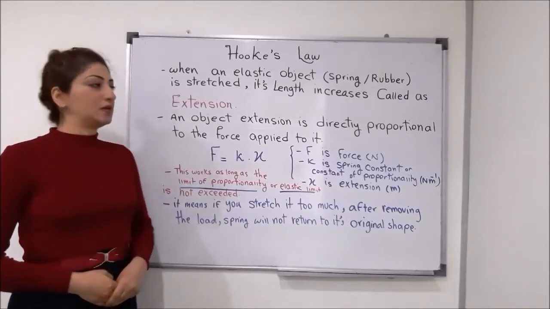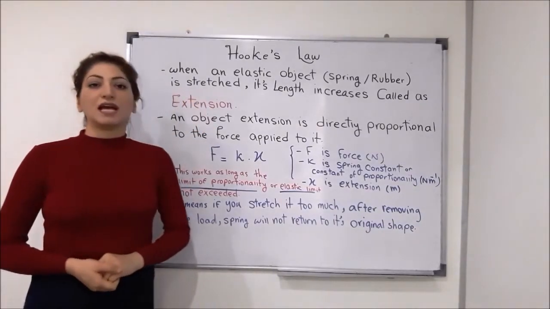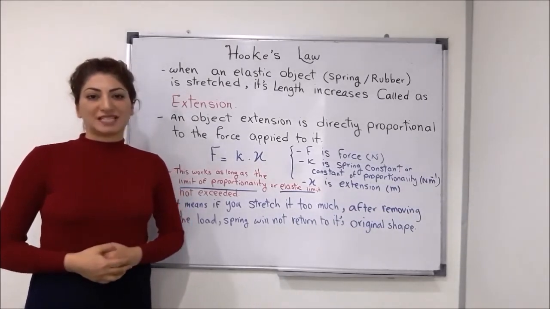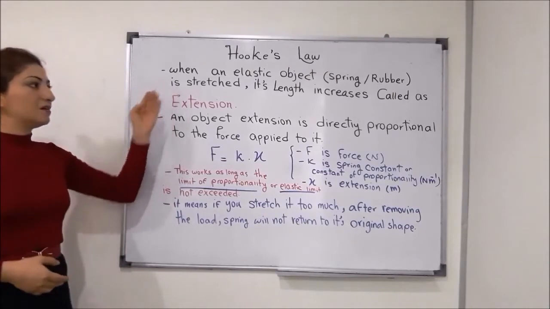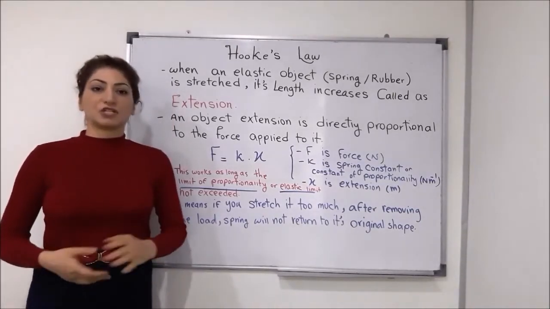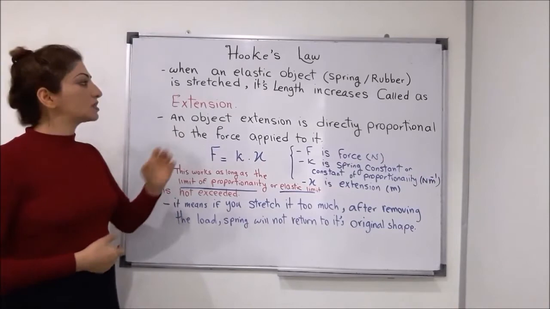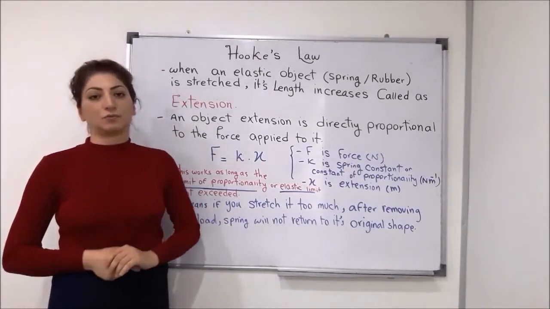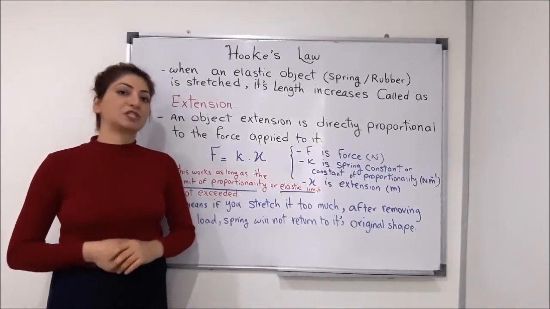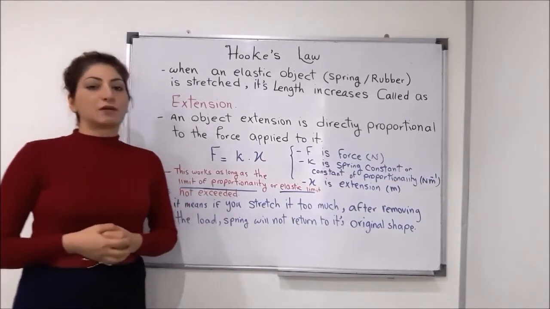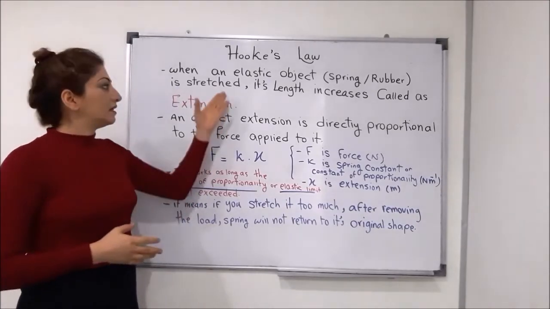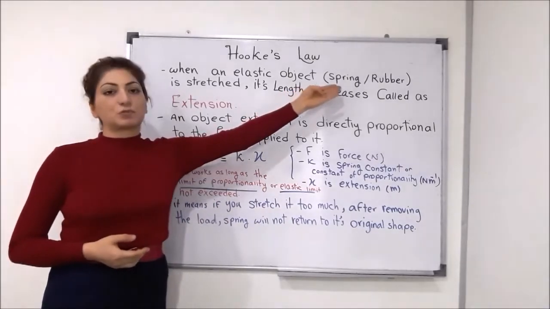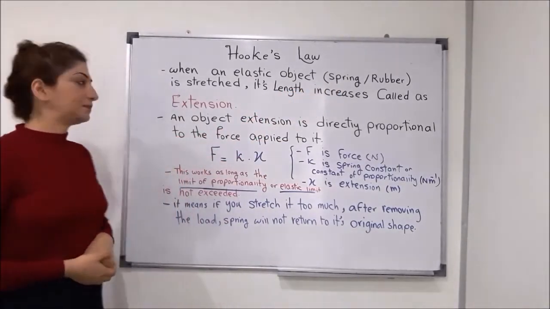Let's go through Hooke's law and the force and extension on springs. What is the extension? In Hooke's law and extension, we are talking about elastic matters and objects, I mean objects that can be stretched, that are flexible. They are called elastic objects, examples like a spring and a rubber band.